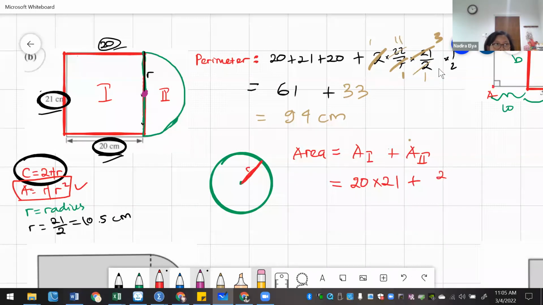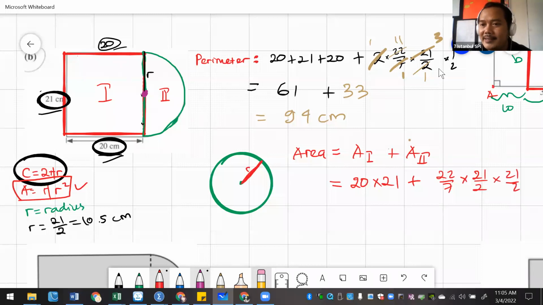Pi 22/7 kali R kali R. Ya, kali R kali R. R-nya berapa tadi? R kali R. R-nya berapa tadi nilainya? R pangkat 2. Betul. Yang saya tanya R-nya tadi panjangnya berapa senti ya? 10,5. Iya, sip, thank you ya. Iya, 10,5 atau saya tulisnya 21/2 aja ya.